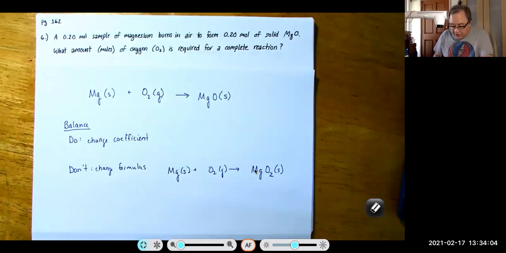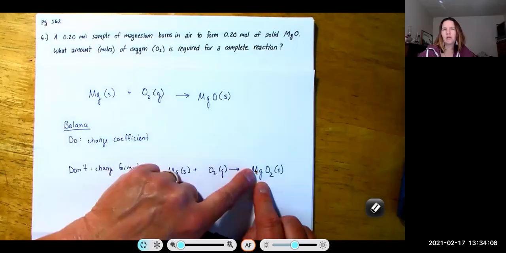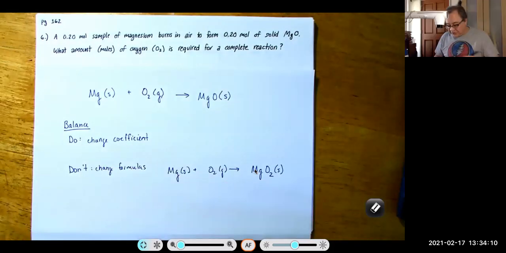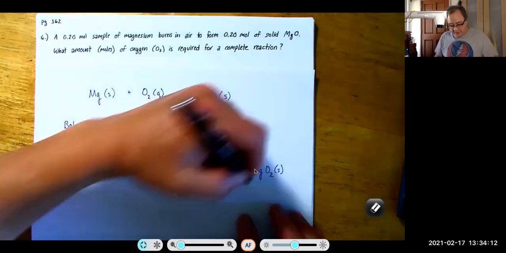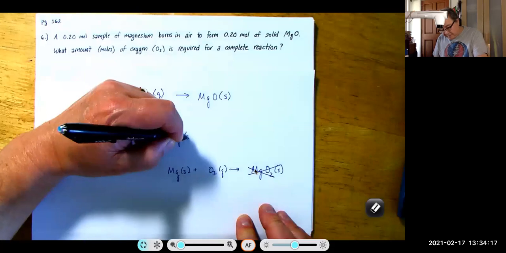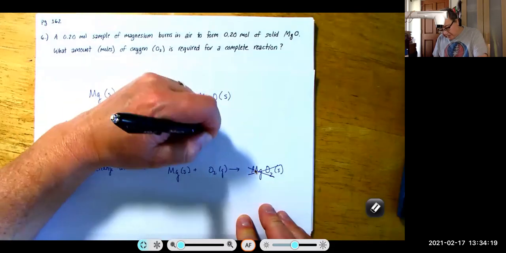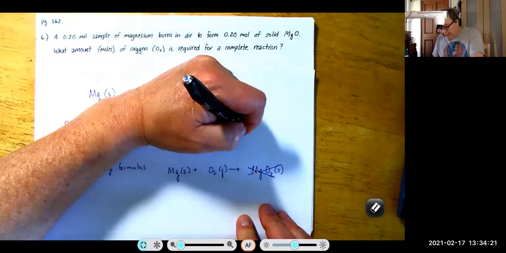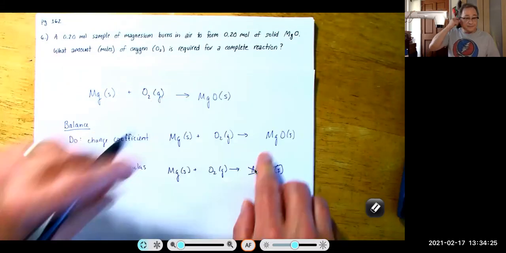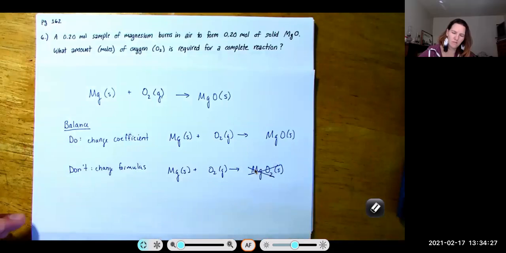What did I do to this formula? You changed the formula. You're not allowed to do that. So this is a don't. Whoop. So I'm going to rewrite this below. And you'll notice when I'm rewriting it, I always leave a little bit of space to put coefficients here. Right.